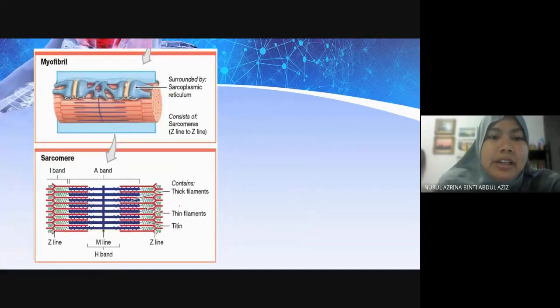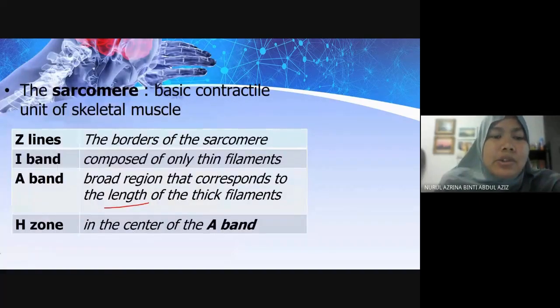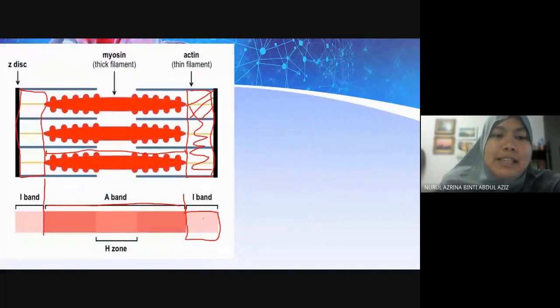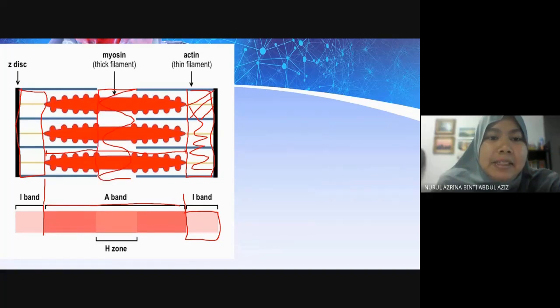Okay, good. Next, H zone. So what is H zone? H zone is the center of A-band. So which area is that? So remember, A-band yang ni corresponds to the length of the thick filament, and H zone is the center of A-band. Okay, center. So ni kawasan ni. So maksudnya daripada sini sampai sini, center. Okay. So kalau kita buat lukisan dia dekat sini, this is the H zone.